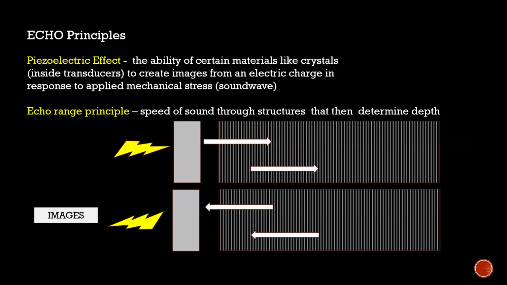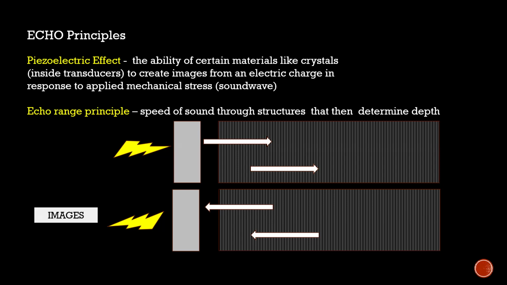For the echo principle, or how image is created by sound waves, we use the piezoelectric effect, which is the ability of certain materials like crystals found inside our transducers to create images from an electric charge in response to applied mechanical stress, or your sound wave. Electricity is introduced to your transducer, which contains piezoelectric crystals. These crystals vibrate to create mechanical pressure or sound waves. Sound waves penetrate the tissues and get reflected back to the transducer, in which the crystals again vibrate to create energy that can be converted into an image.